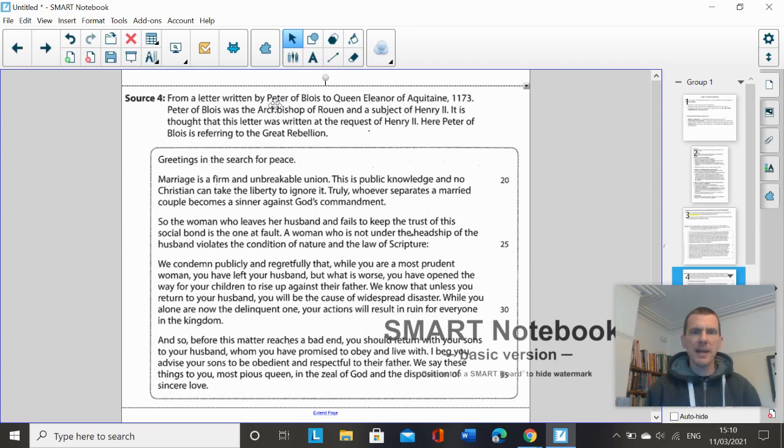And source 4 was written by Peter of Blois to Queen Eleanor of Aquitaine. This is the Queen, Henry II's wife, in 1173, just as the rebellion is starting. And you can see here that the letter was written at the request of Henry II.